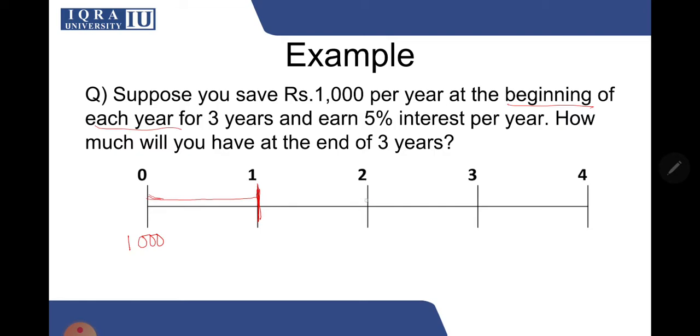Similarly, the second payment, this is the end of the second year and it will come at the beginning of the second year. So the payment will come over here. Then the third payment is not going to come at the end of the third year, but instead at the beginning of the third year. So it's going to come over here. So you can see that the cash flow has shifted this way. This is the difference between annuity due and ordinary annuity.